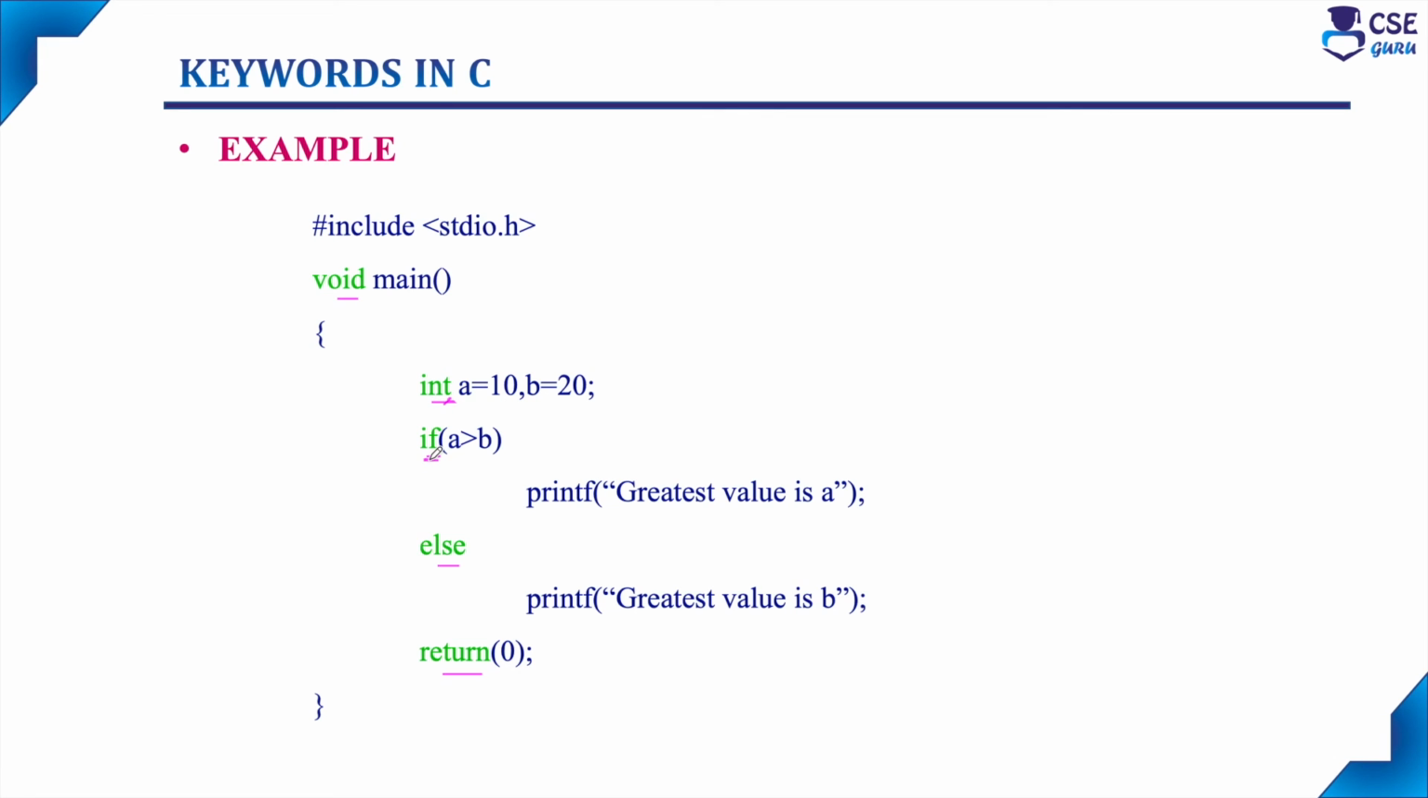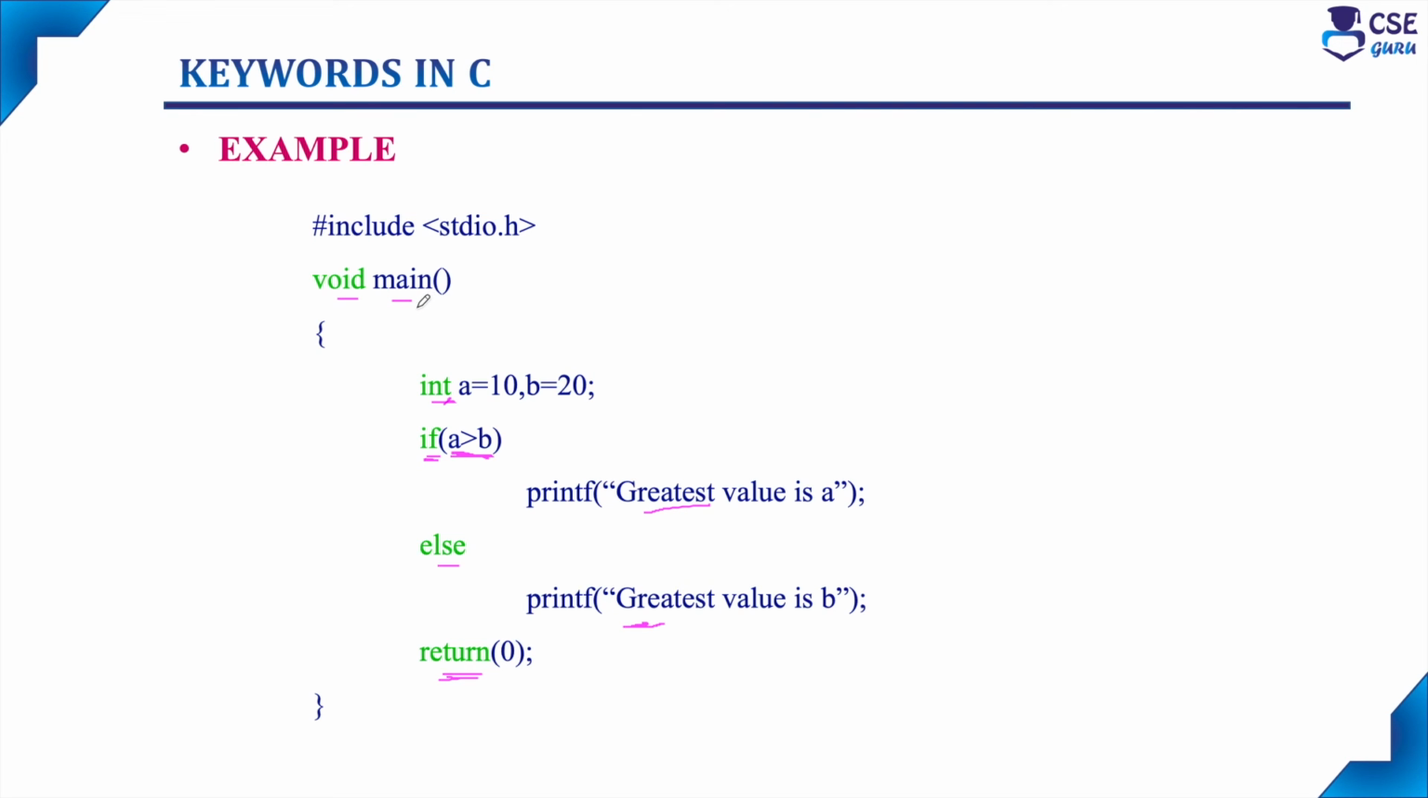If is a keyword used for conditional statement. Here it will check whether a value is greater than b. If this condition is true, it will print this statement. Suppose if this condition fails, it will go to the else part. So here we are using a keyword else. So if a is not greater than b, it will go to the else part and it will print b is greater. So here we will use the keyword else. And return is a keyword to transfer the control to the called function.